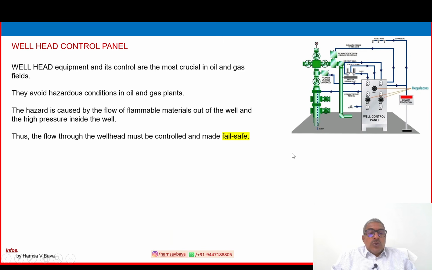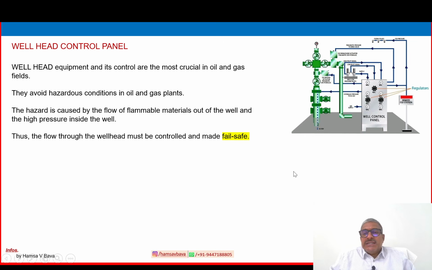Thus, the flow through the wellhead must be controlled and made fail safe. Fail safe means in any hazardous event or abnormal incident happening here, like a fire, high or low pressure, high temperature, very high flow, a leak, etc., these are the hazardous conditions. In these conditions, the fail safe mode applies. Fail safe mode means some valves will open and some valves will be closed. We will discuss that in detail. That is what is called fail safe.